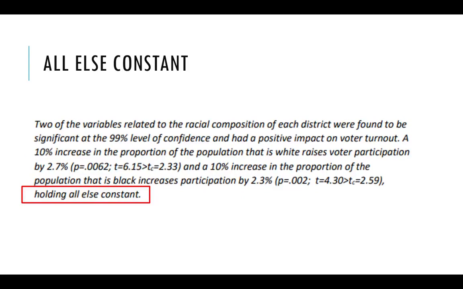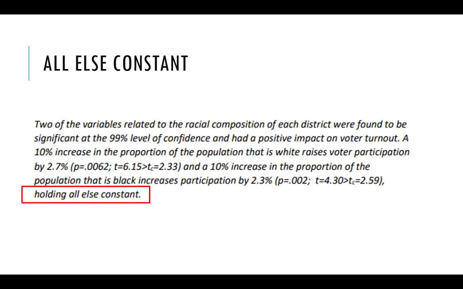One other thing I want to remind you of is that you need to be using the phrase holding all else constant. That is important. Holding all else constant reminds the reader that when I tell you that a 10% increase in the proportion of the population that is white raises voter participation by 2.7%, and that when we have a 10% increase in the proportion of the population that's black, that increases participation by 2.3%, that these are just not comparisons of means like we did with hypothesis tests. This is controlling for all the other confounding factors, right? That's the beauty of regression. So that's why we say holding all else constant.